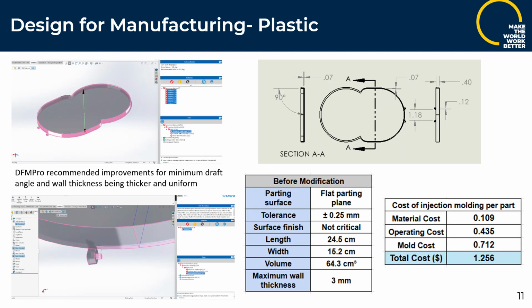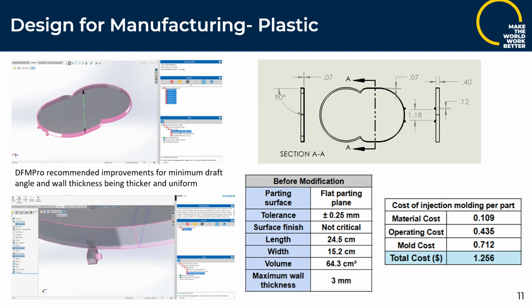Using the parting surface defined at the end of the lid, the initial injection molding cost was estimated to be around $1.25 per part. The design at this stage had a volume of approximately 64 cm³ and a maximum wall thickness of 3 mm. This thick region occurred at the hinge to provide structural support, but it created a significant non-uniformity that would lead to uneven cooling and longer cycle time.